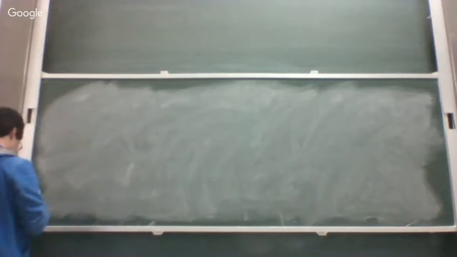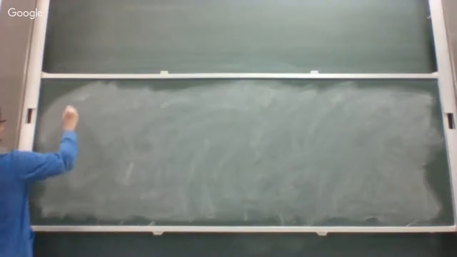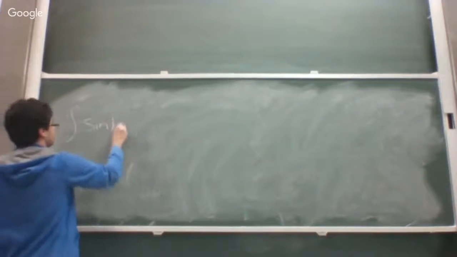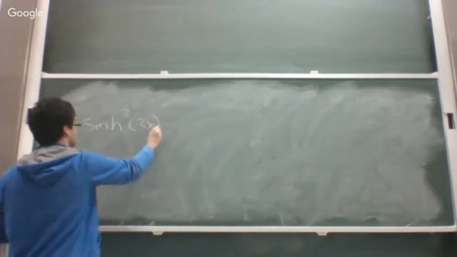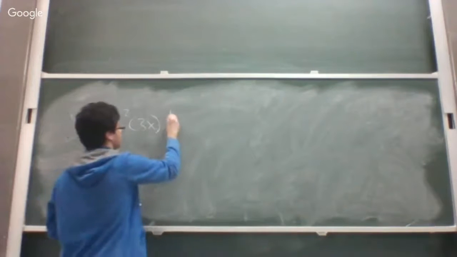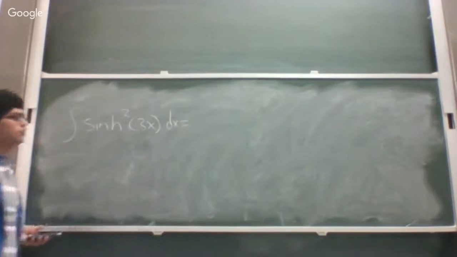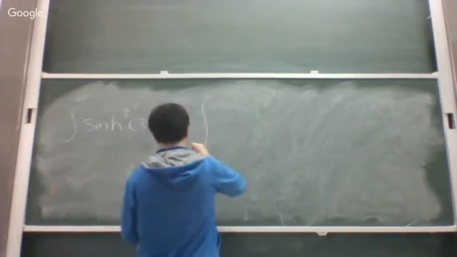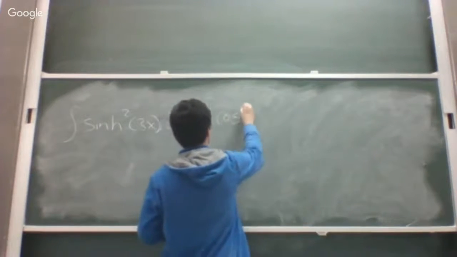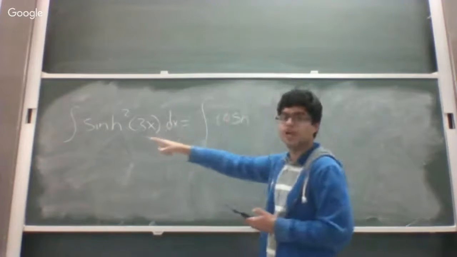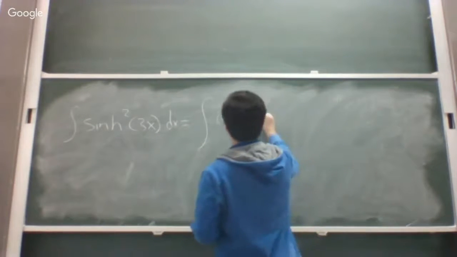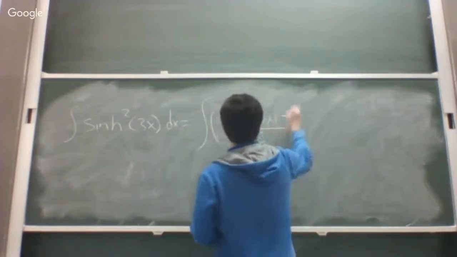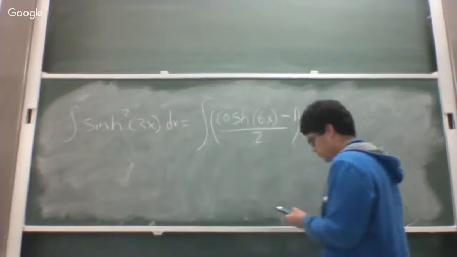The last one, the integral of cosh squared 3x dx. What do we do? Yep. So cosh of what? 2 times the inside, so it's cosh of 6x plus 1 all over 2 dx.